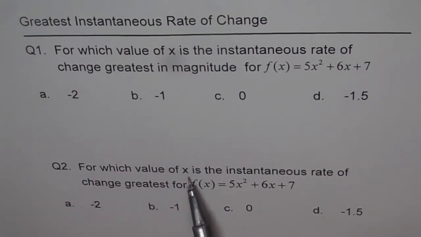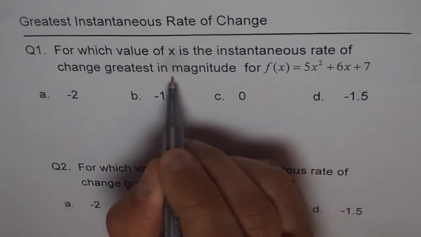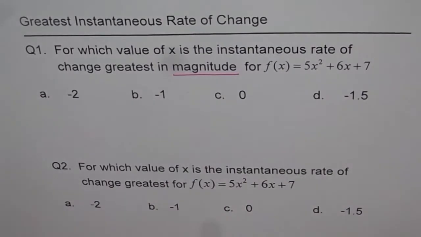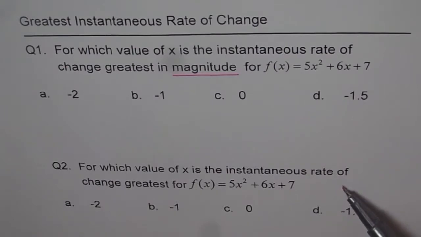For which value of x is the instantaneous rate of change greatest for f of x equals the same function, 5x squared plus 6x plus 7? So the difference here is the magnitude. Here we are not including magnitude, so of course in this case positive rate of change is always greater than negative rate of change. When we are comparing magnitudes, then negative 5, if you take the magnitude, is greater than positive 2, for example. So that is what you have to keep in mind and then answer this question. I'd like you to take your time, think about it and answer.